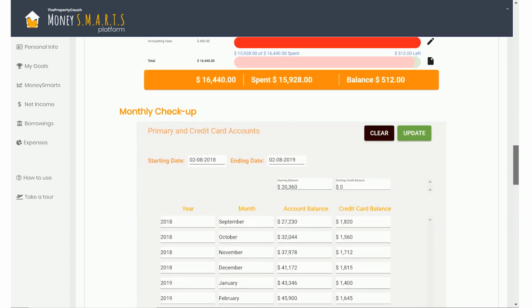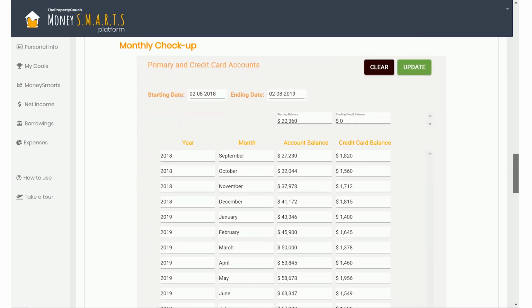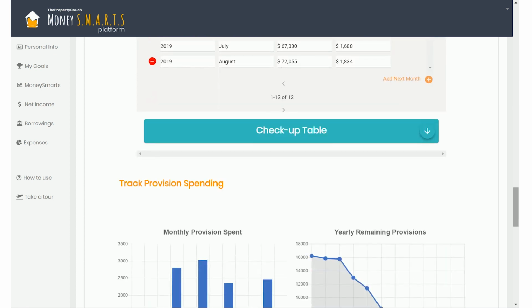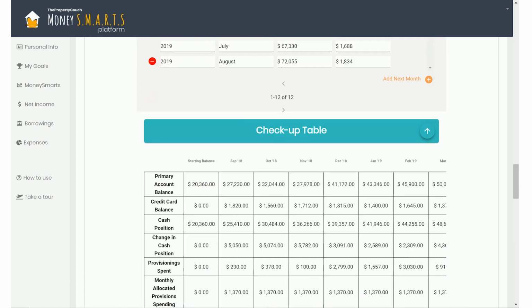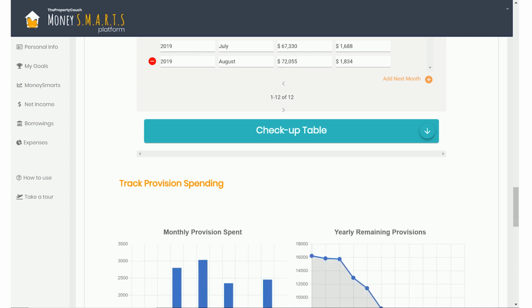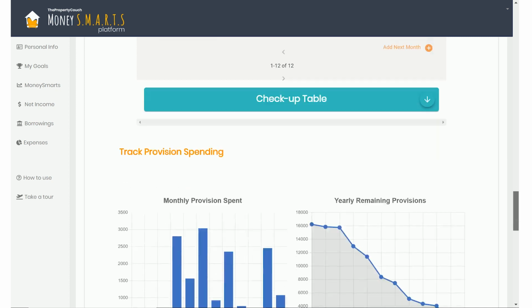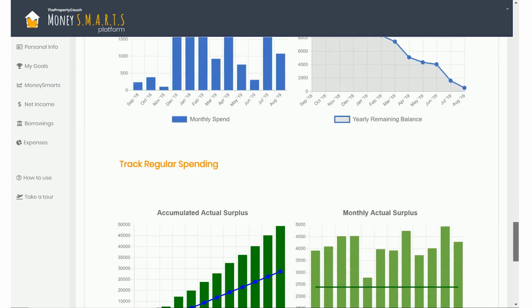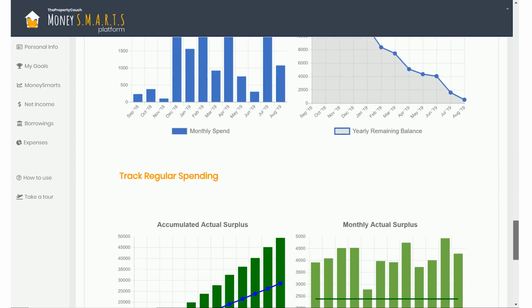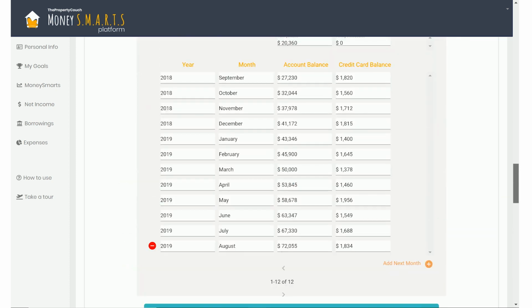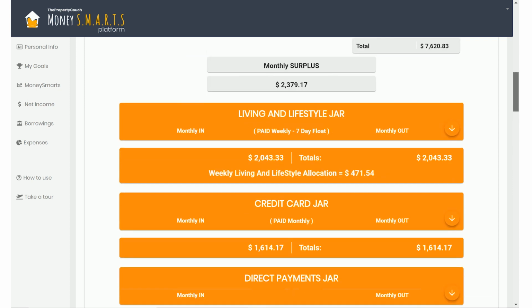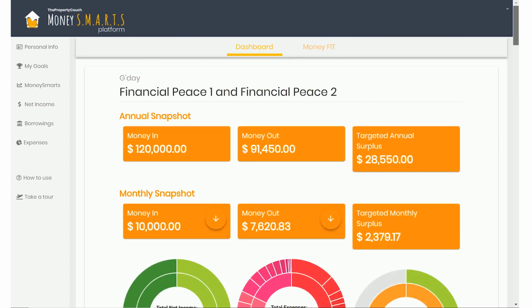Then there's the monthly checkup to work out how much money you're actually trapping, how much surplus. And there's a couple of ways in which we can look at that in a table format, or you can also look at it in regards to your chart formats here in terms of actual surplus trapped and used. Now, the new feature. I know you've been waiting, so let's get straight to it. Right, here's the new feature.